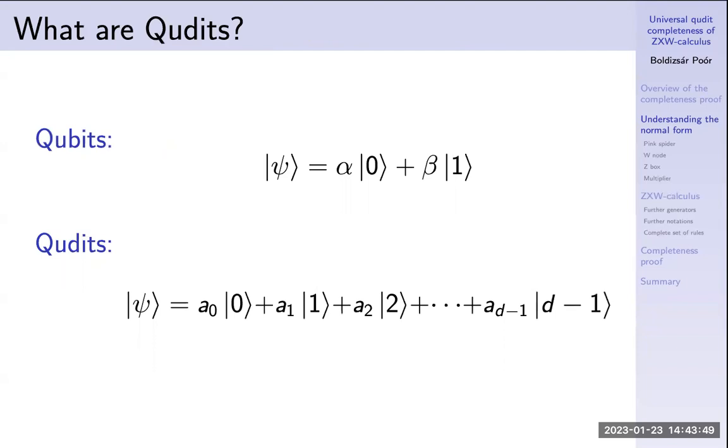So what are actually qubits? In qubits, we have two computational basis states, 0 and 1. We have two options, right? And in qudits, we have not just 0 and 1, but we also have 2 and so on until d-1. So we have d computational basis states, and every state can be in a superposition of each of these d states.